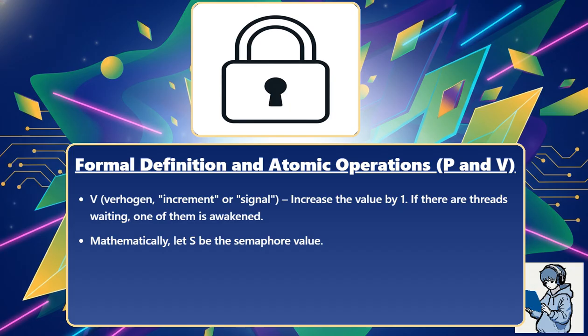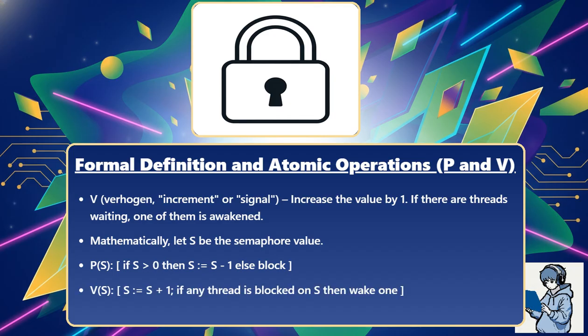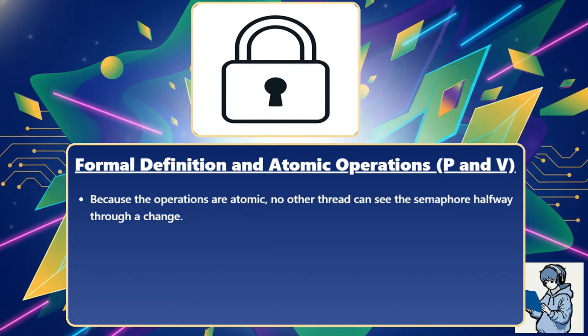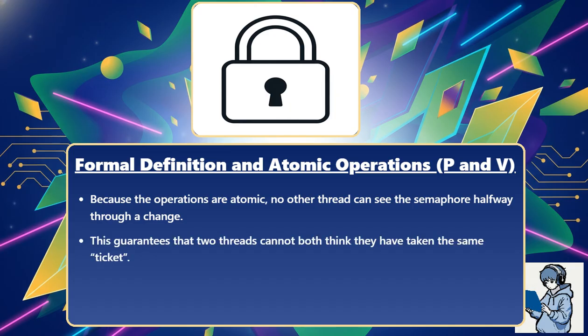Mathematically, let S be the semaphore value. P(S): if S is greater than 0, then S becomes S minus 1, else block. V(S): S becomes S plus 1. If any thread is blocked on S, then wake one. Because the operations are atomic, no other thread can see the semaphore halfway through a change. This guarantees that two threads cannot both think they have taken the same ticket.